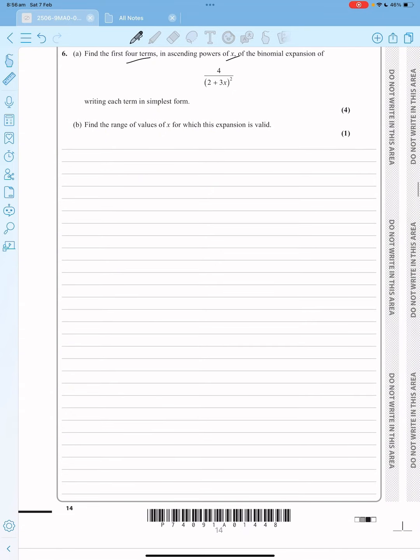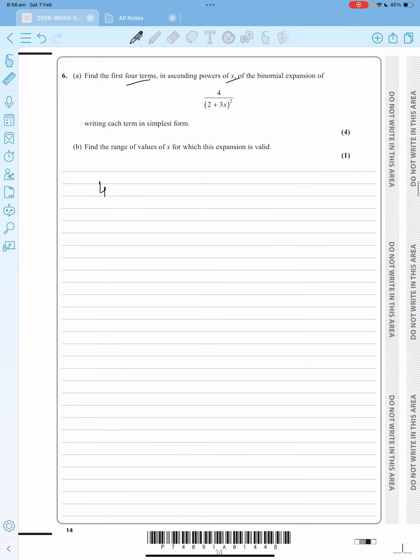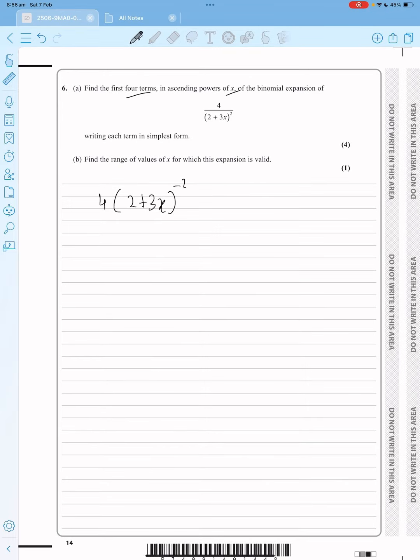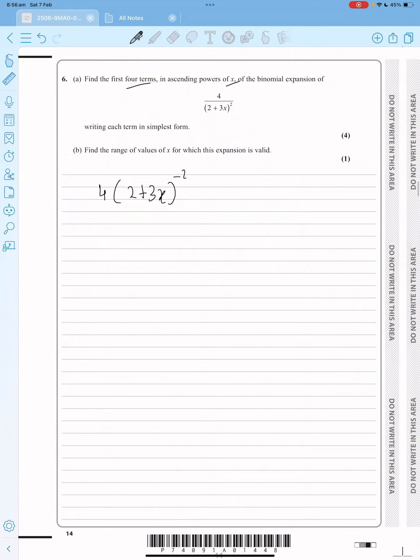So in these cases, the standard way is you just bring the 2 plus 3x up. So it would be 4 times 2 plus 3x to the power of minus 2. Now you want to isolate the x such that there's only a plus 1 added. So you would do that by taking out a 2. So you take out the 2 as usual, but there's a power of minus 2, so you make sure you add that power on as well. And therefore you're left with 1 plus 3 over 2 x, to the power minus 2.